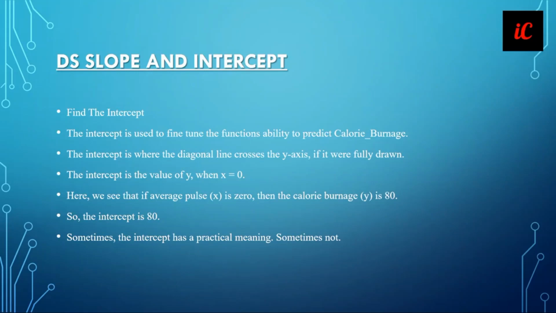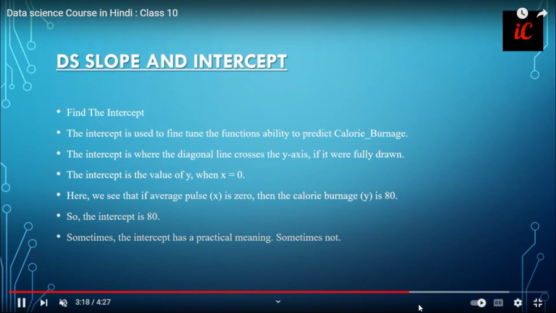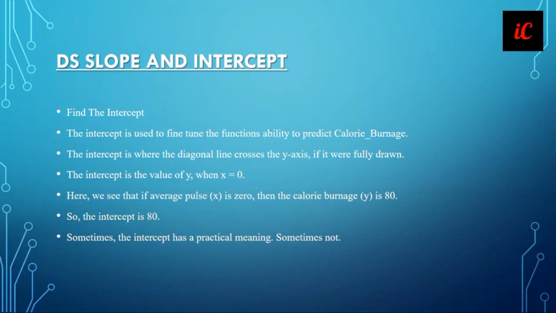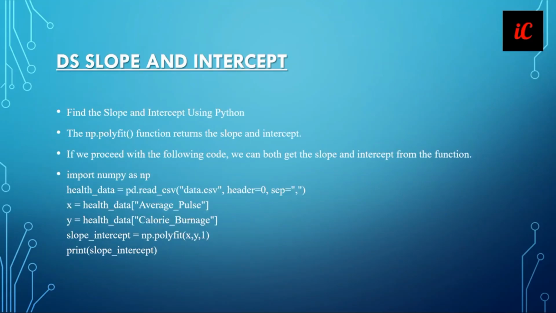Sometimes the intercept has a practical meaning, sometimes it does not. If the average pulse is 0, then the calorie burnage, which is y, is 80. That is what we need to find. Here the calorie burn is the meaning of the intercept. Once you read everything, then work on it and start making the graph, you will be able to understand. Now let's find the slope and intercept using Python.